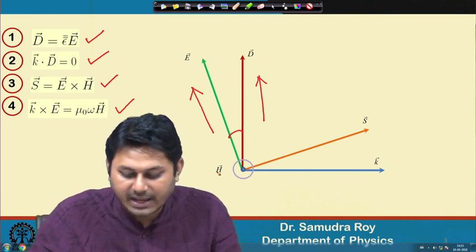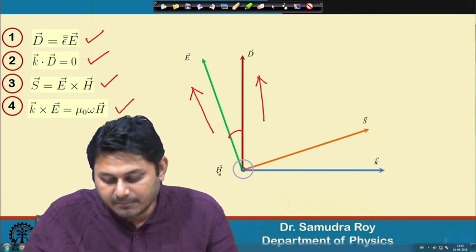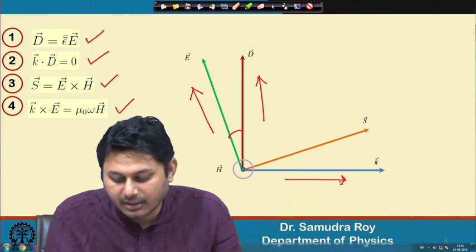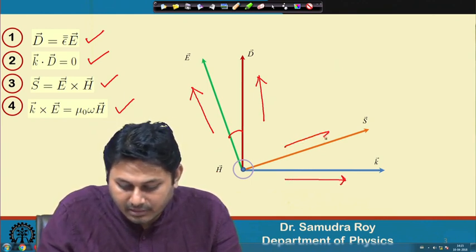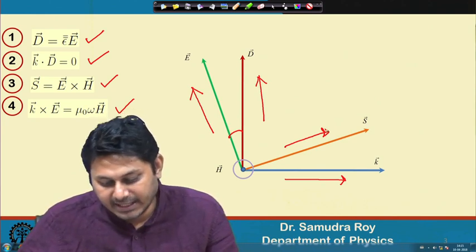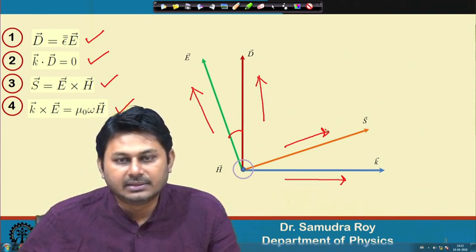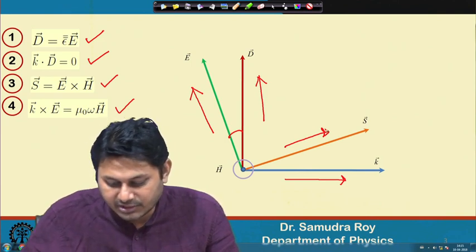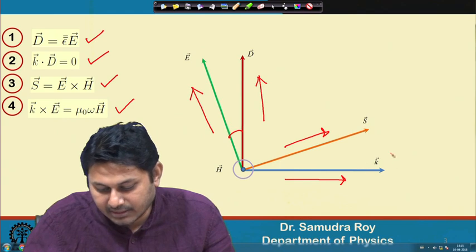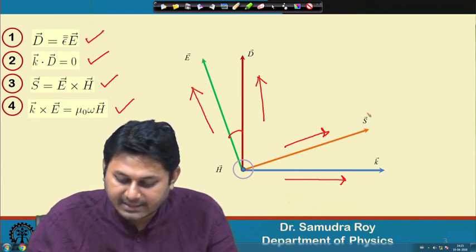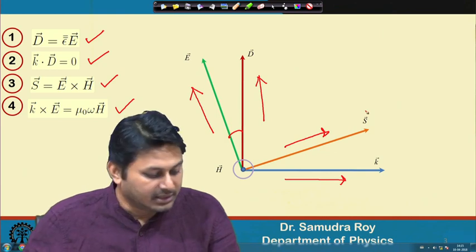Okay, this we have already done, and one important thing here is that k and S will not be in the same direction. That means the energy flow and the direction of propagation differ: the wave vector is moving in one direction and the energy is moving in another direction.